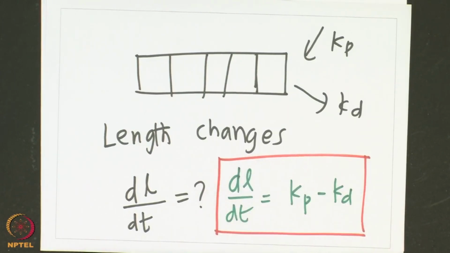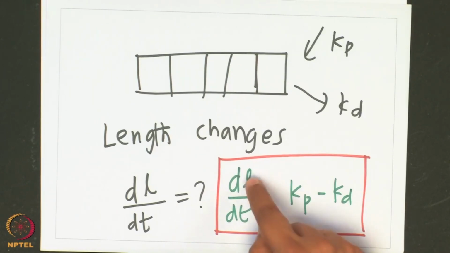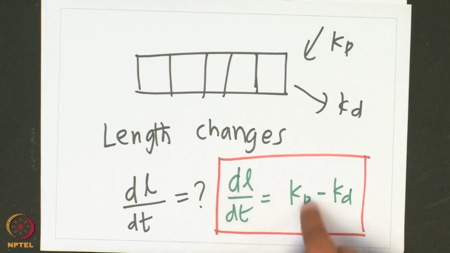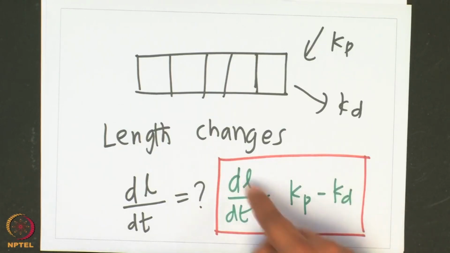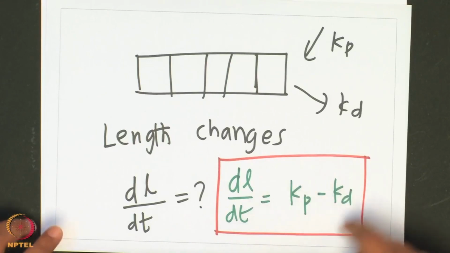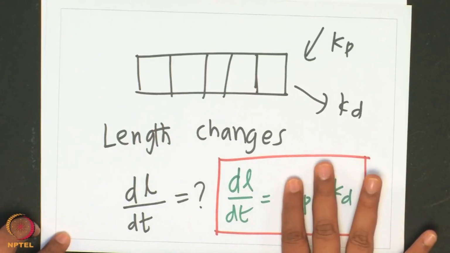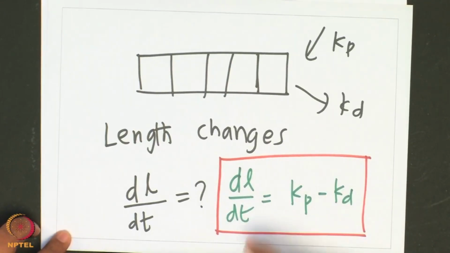This is one of the simplest differential equations you can think of, and we want to know L versus T. What is the length as a function of time? That is what we want to know. If you want to know the length as a function of time, we have to integrate this equation. We have to solve this differential equation. This is essentially the slope. If you think of dL/dt as a derivative, Kp minus Kd is the slope, which is dL/dt.